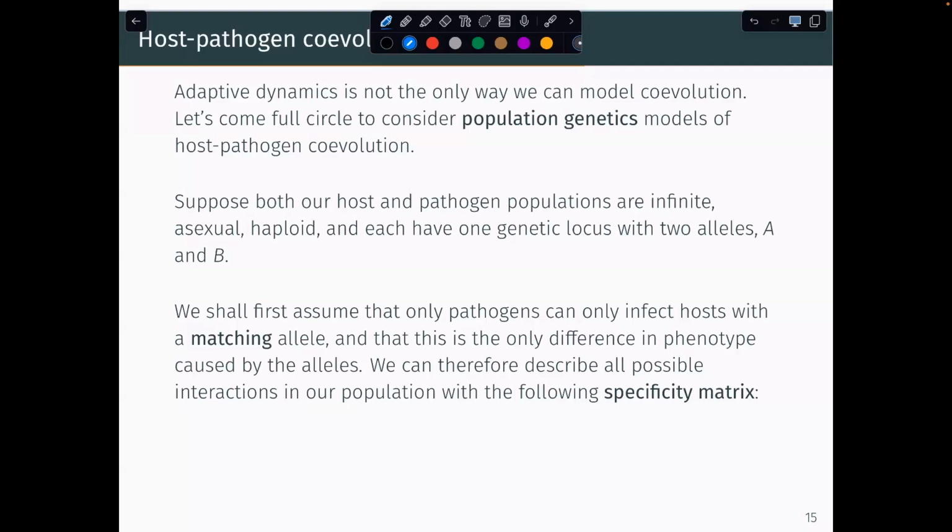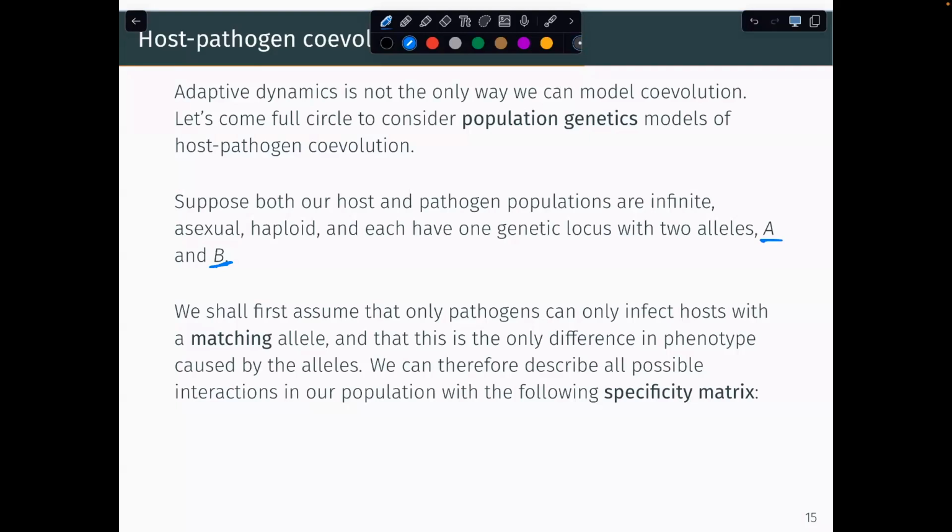So here we're just being concerned with frequency-dependent dynamics, so frequency of alleles. We're assuming our populations are infinite, they're asexual, they're haploid, and there's just one genetic locus in each of our hosts and our pathogens. There are 2 alleles, A and B. Okay, so about the simplest coevolution model we can construct in population genetics. We're going to see if this gives us any interesting insight.